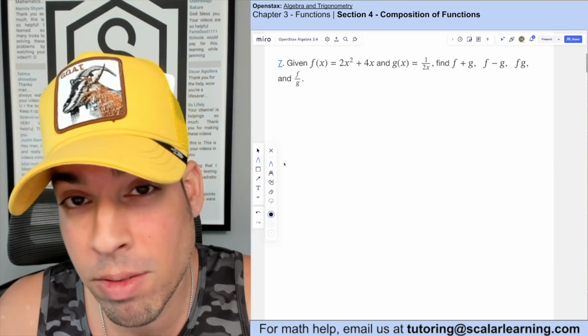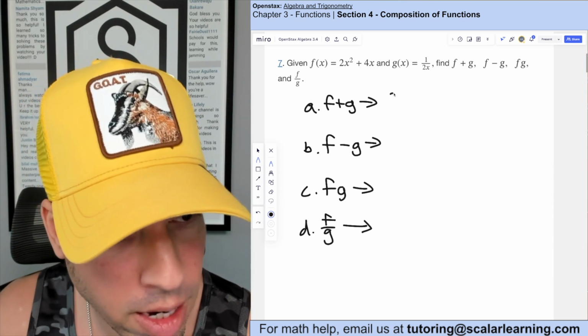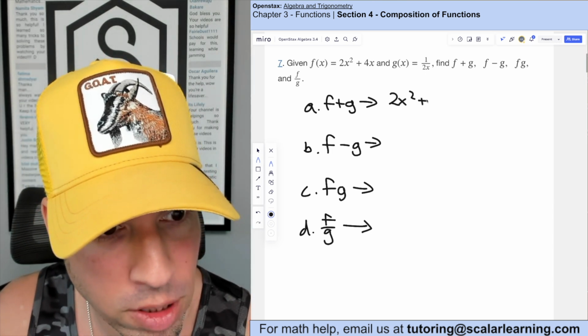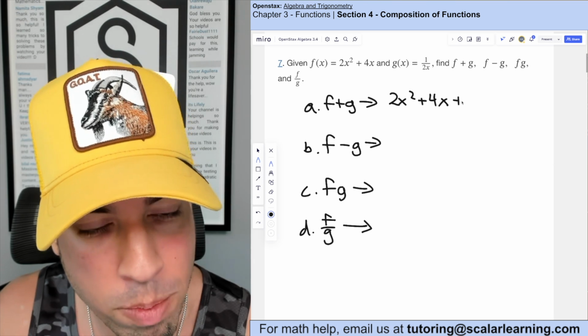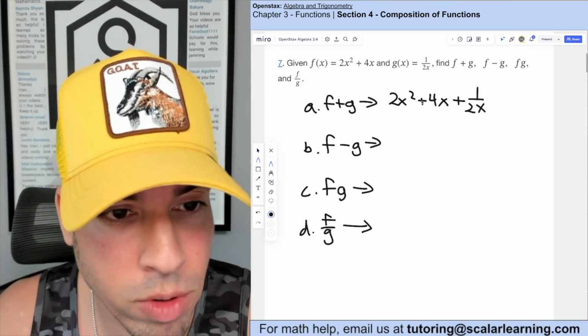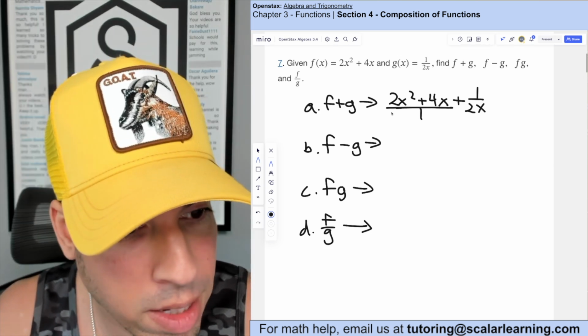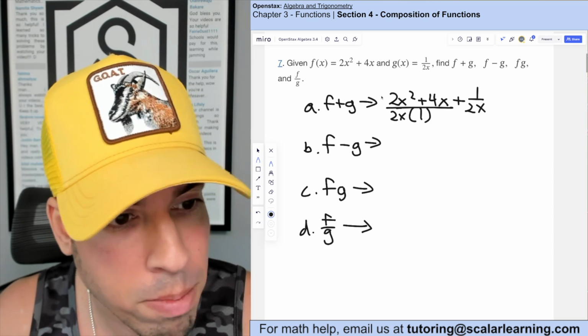Given f and g, find f plus g, f minus g, f times g, and f over g. And then once again, we're going to have to find the domain for each of these. So first, we're going to start with f plus g, aka just adding these two functions together like so. Boom. Now, if I want to consolidate and simplify a little bit, let's get all of these over a common denominator. So I'm going to put this over 1 and multiply the top and bottom by 2x.